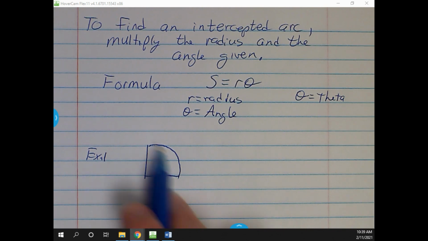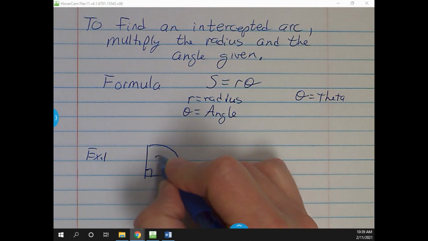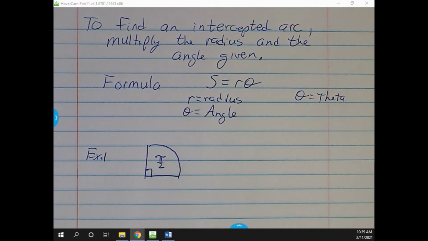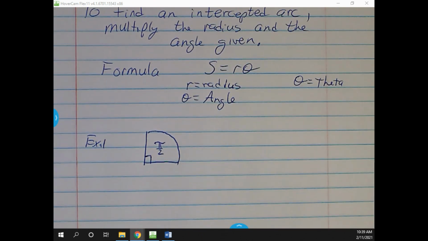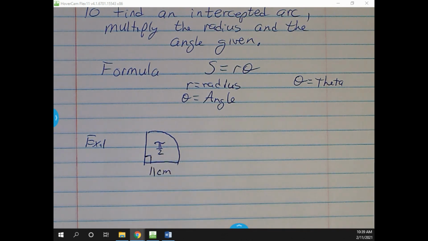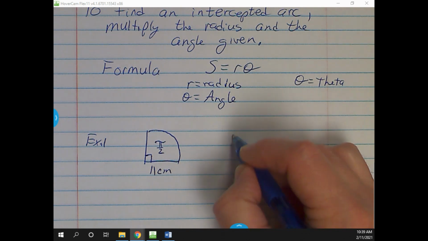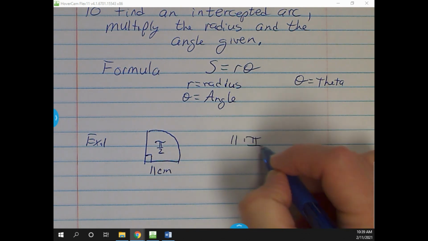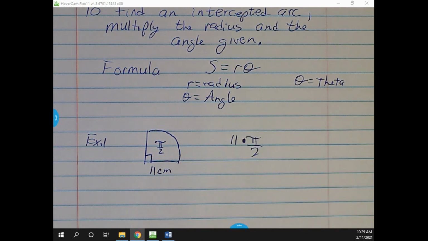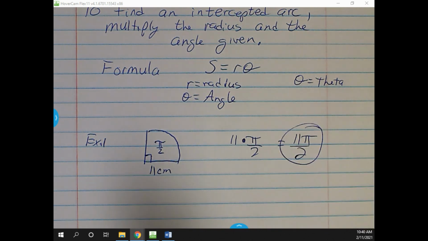Okay, so here's your arc. They're going to give you the angle. And then somewhere along the way, they'll give you what the radius is. And this is 11 centimeters. And then to get the answer, all you do is just multiply these two numbers together. So it's 11 times pi over 2. And in that case, there's not really anything to do other than just multiply the two things together.